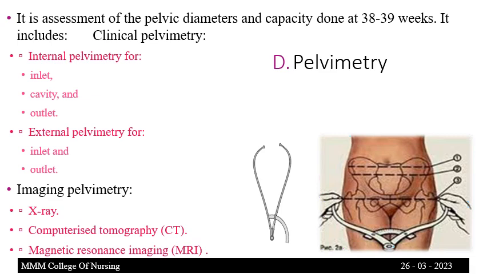In imaging pelvimetry, we use X-ray, computerized tomography, and magnetic resonance imaging. Through that, we measure all the diameters of the pelvis and decide whether it is adequate for normal vaginal delivery.